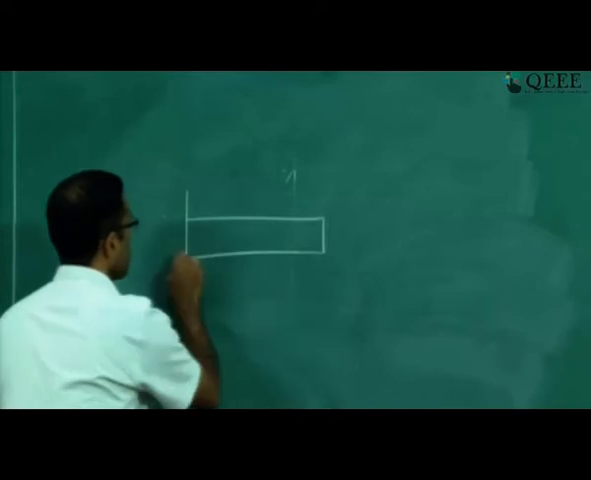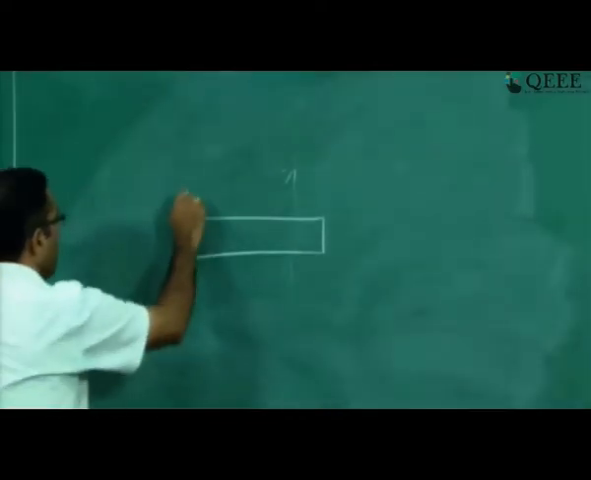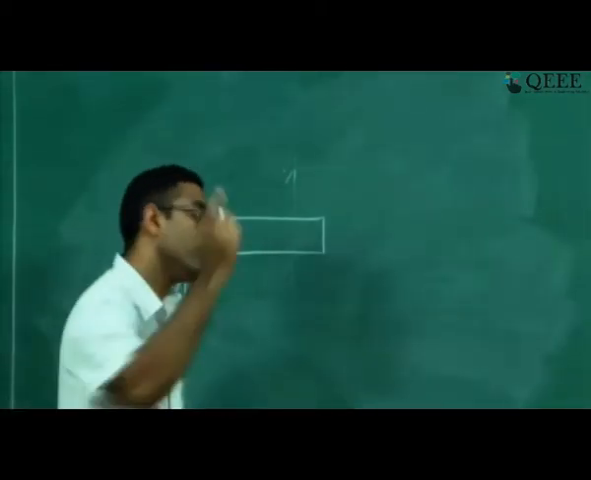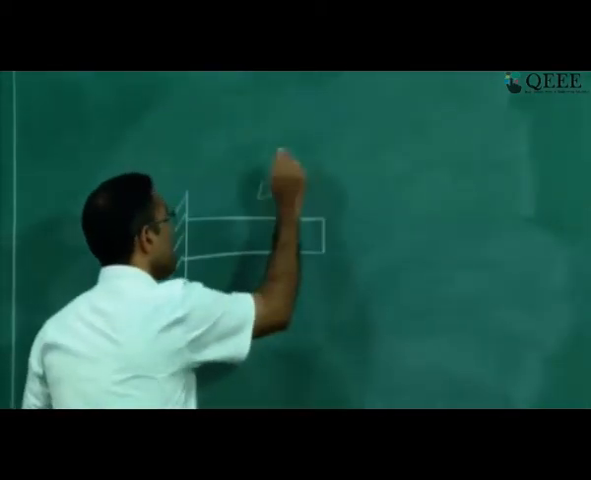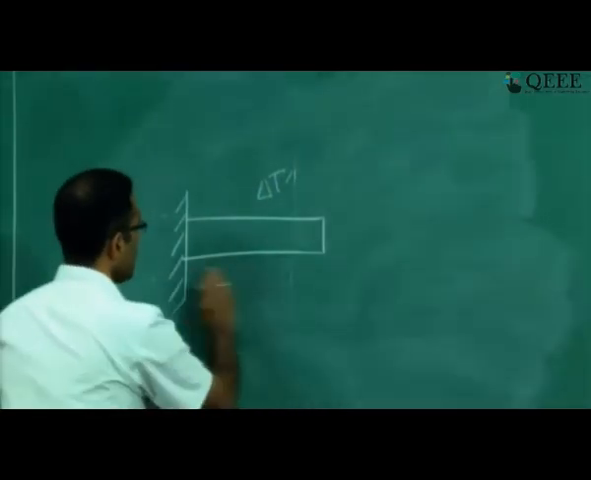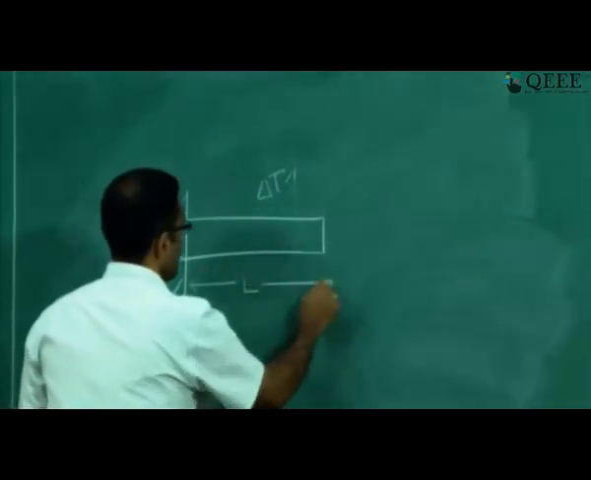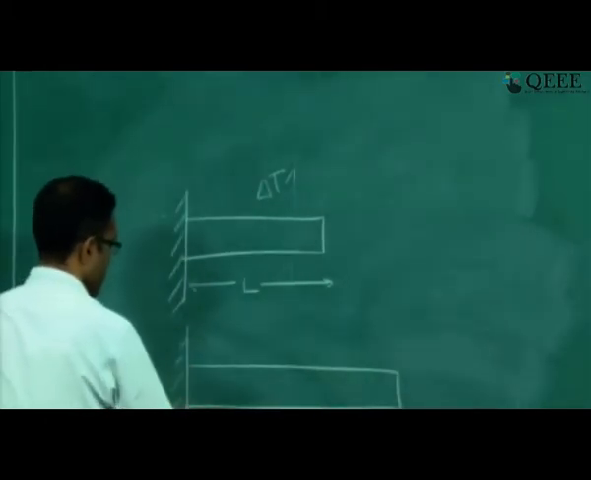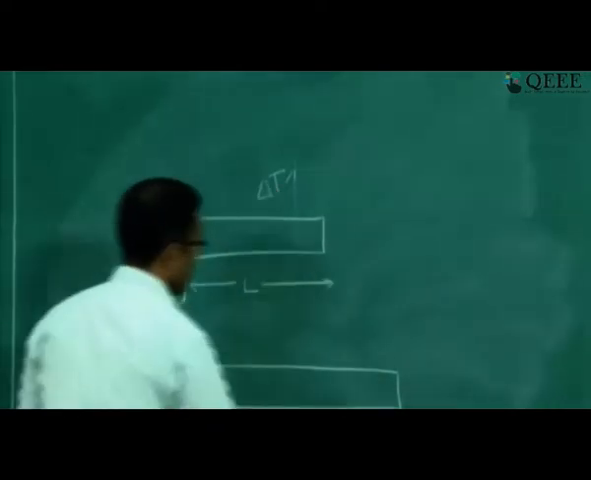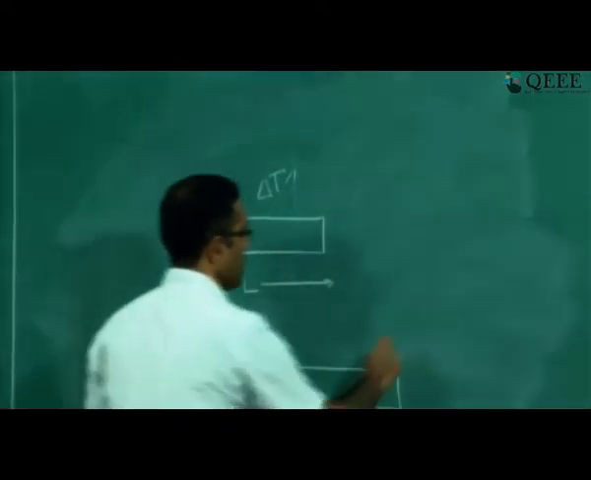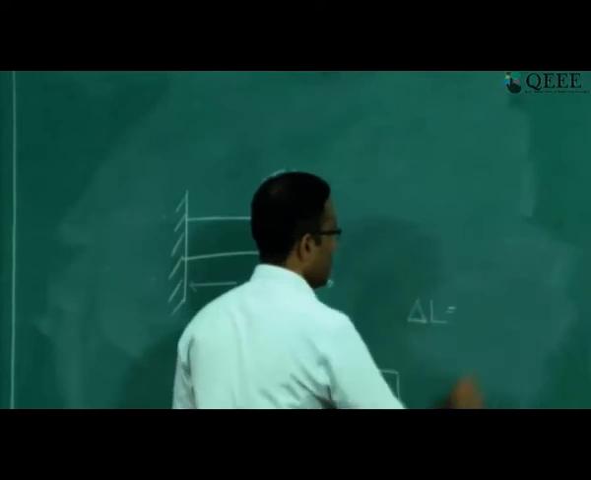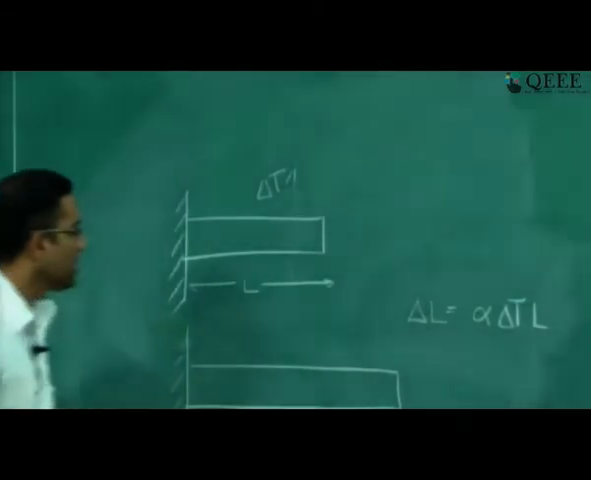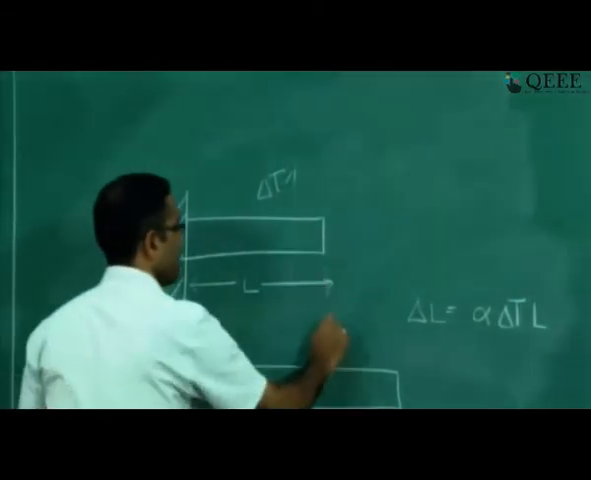So if you have a bar like this, and you uniformly heat it, increasing the temperature by delta T, initially the length is L. After you heat it, the length increases by some amount. If the coefficient of thermal expansion is alpha, then the change in L is alpha delta T multiplied by L. That will be the change in length associated with this bar.